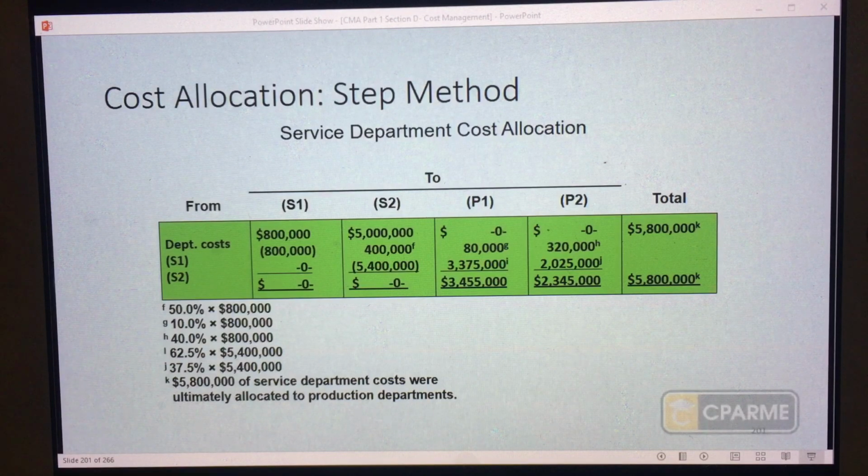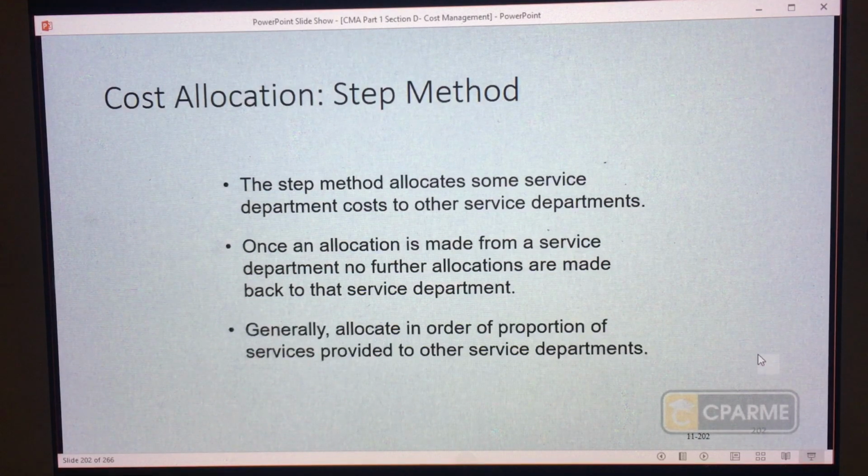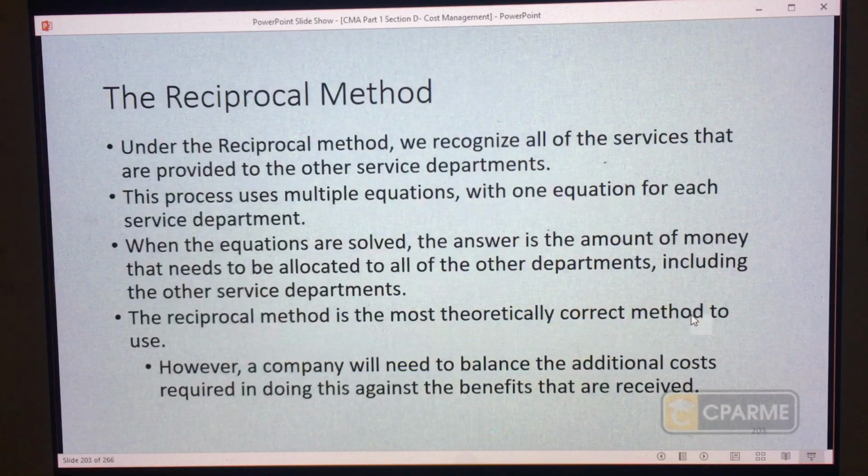Ayan. Next. Ayan. So the step method allocates some service department cost to other service departments. Once your allocation is made from a service department to another, again, no further allocations are made back to that service department. Generally, you allocate in order of proportion of services provided to other service departments. Because we want to allocate the cost based on the usage or based on our cost drivers.